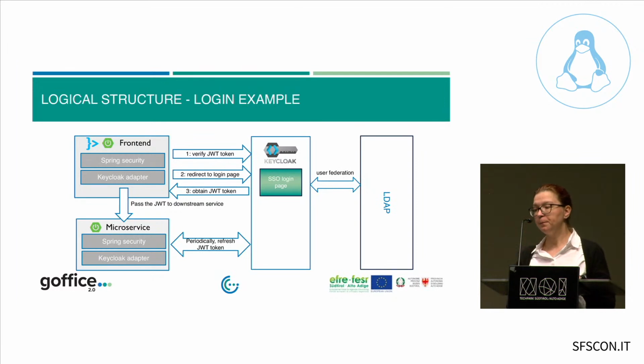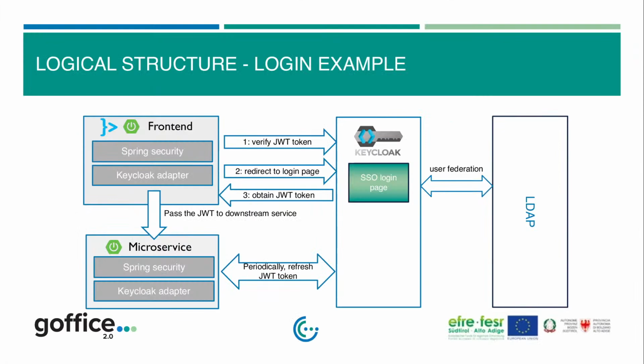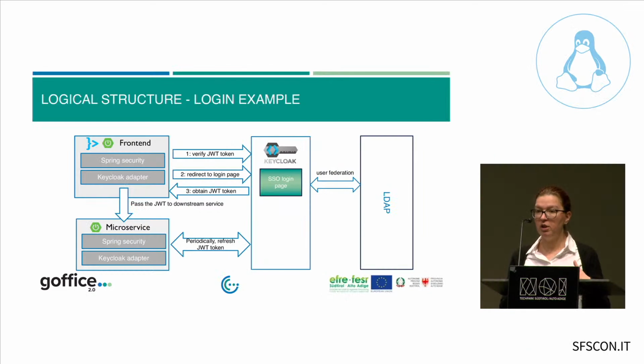This is another example, the login process. You see the front end developed in Spring Boot and Vaadin that uses Spring Security and a Keycloak adapter. Keycloak is the product that we use for the authorization process. And we use JWT token to manage the authorization and authentication. Each microservice implements this Keycloak adapter and uses this JWT token to manage the authorization process.